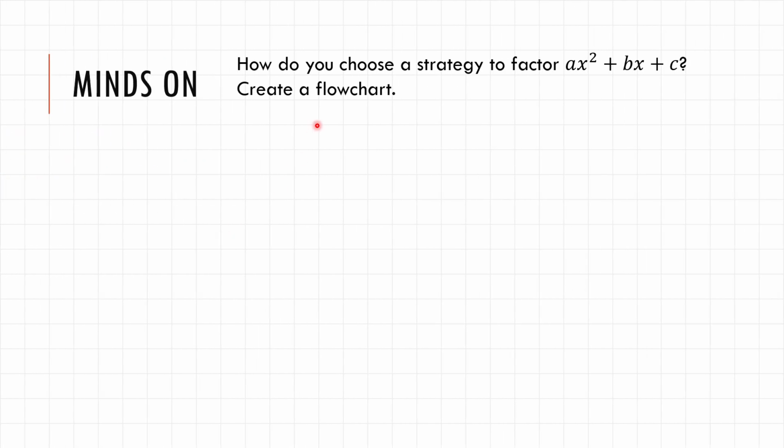So actually, let's create a flow chart that outlines our thinking on what to do when we encounter any quadratic that looks like this, any quadratic relation in standard form. How do we choose the best strategy to factor it? Pause the video here and see if you can come up with your own flow chart on how to choose a strategy to do that.